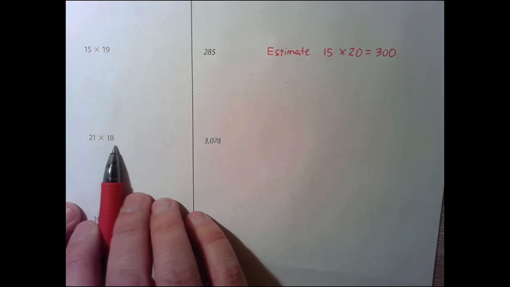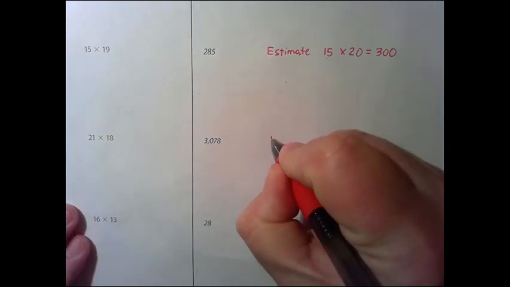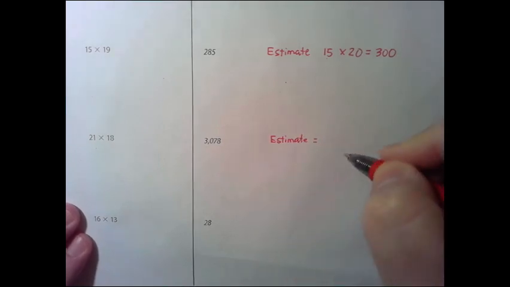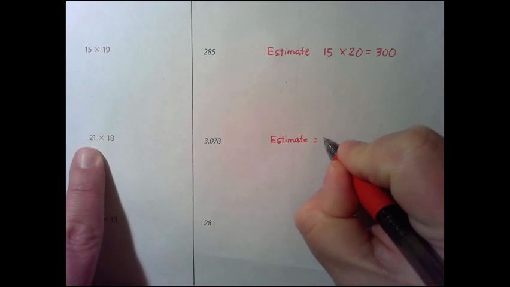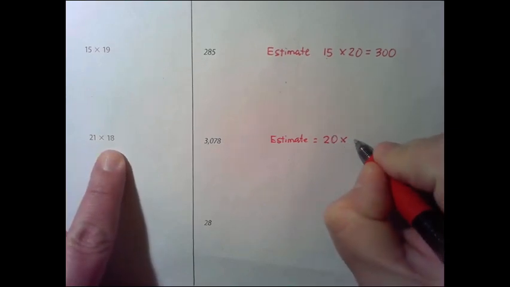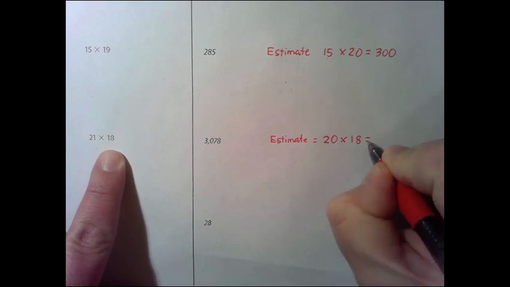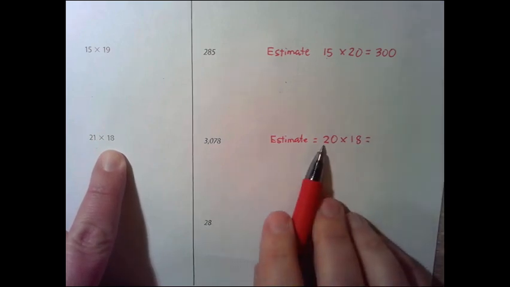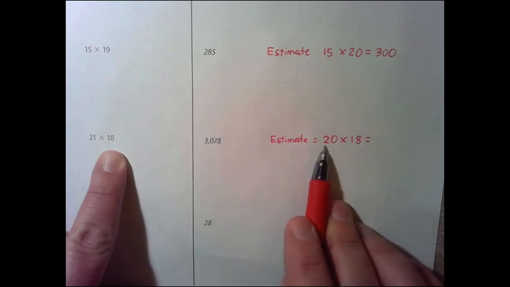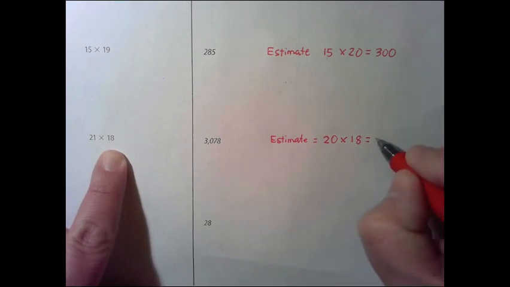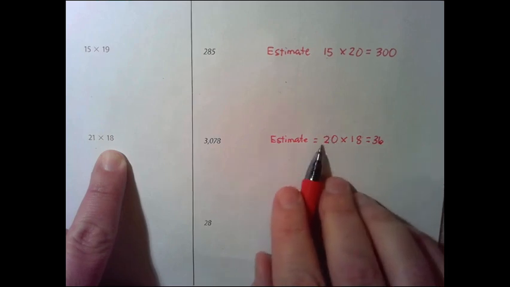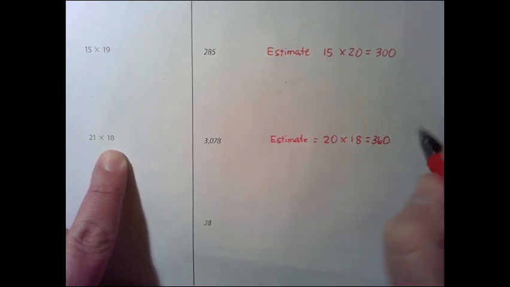21 times 18. So again, for my estimate, what I'm going to do is I'm going to take 21 and I'm going to make it friendlier and make it 20. And I'm going to keep 18 the same. Okay, so now 20 times 18. I know that if I take 18 and I double it, 18 times 2, I get 36. But then we can't forget to add the 0 because it's 20, it's not 2. So it's 360 is our estimate.